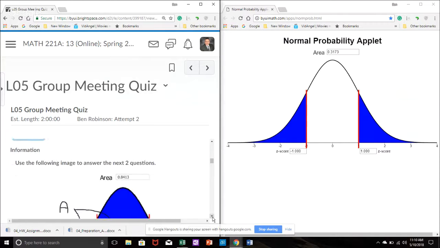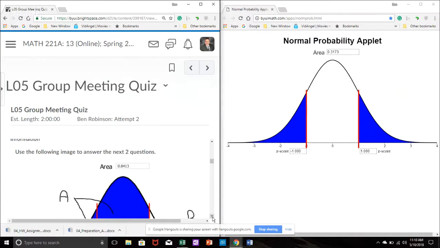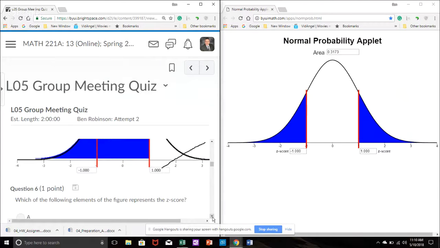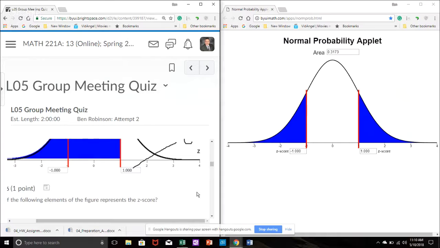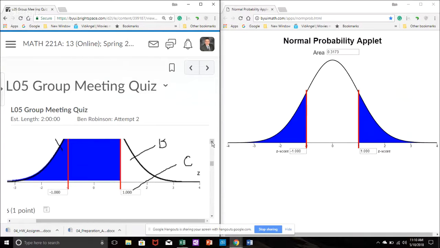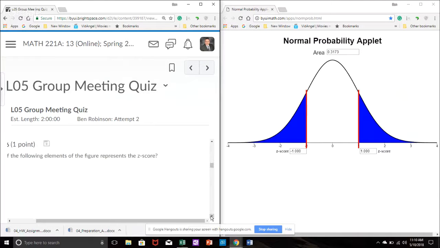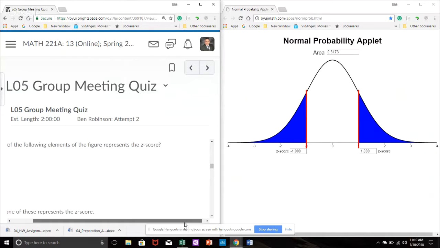Okay. Says use the following image to answer the next two questions. Which of the following elements of the figure represent the z-score? Well, the z-score is that one, and so if it was pointing to this line, it would be this red line, but since it's not, it'd be C pointing to this one. C. Okay, I agree.